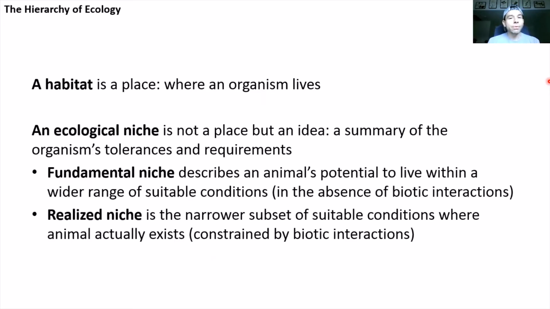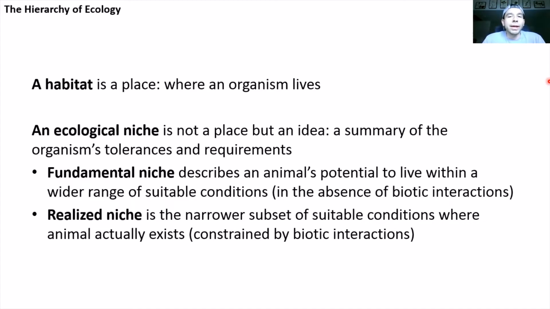Now, having said that, we also need to distinguish between the fundamental niche and the realized niche. The fundamental niche describes an animal's potential to live within a wider range of suitable conditions, theoretically, in the absence of biotic interactions. However, the realized niche is the narrower subset of suitable conditions where an animal actually exists. And it is narrower because the realized niche is constrained by biotic interactions.